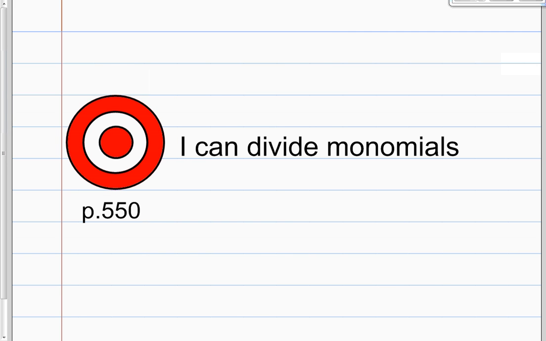Our target today: I can divide monomials. It's the inverse operation of I can multiply monomials, which we talked about yesterday. Follow along on page 550 in the textbook.